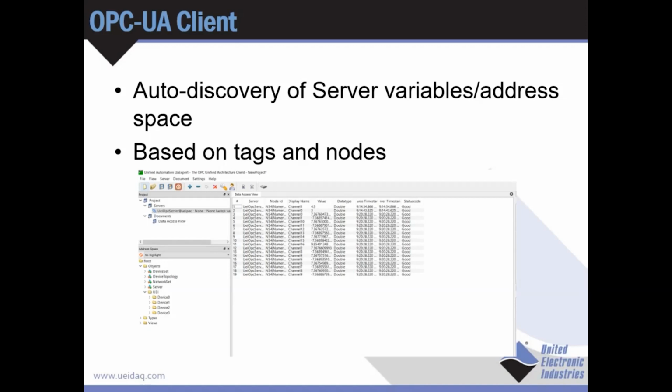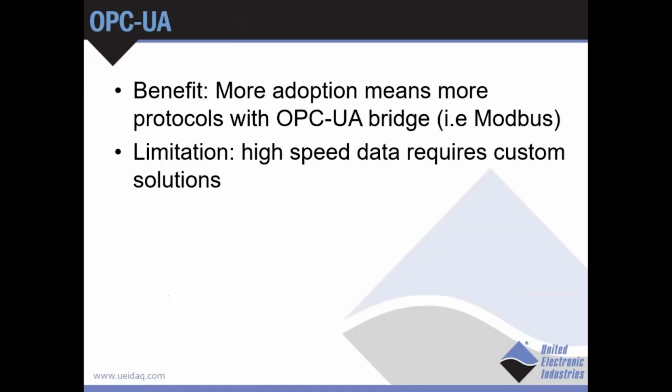OPC is based on tags and nodes. So those are two common terms. We're not using registers anymore. We're using tags and nodes to look at the data. So the benefit of OPC-UA, or at least one of the benefits, is with more adoption, that means more protocols with an OPC-UA bridge. So when you have your software package, it may be able to communicate over Modbus, but then it's going to take that data and it's going to reformat or repackage it into an OPC format. That way it's ready to be distributed to any other system.